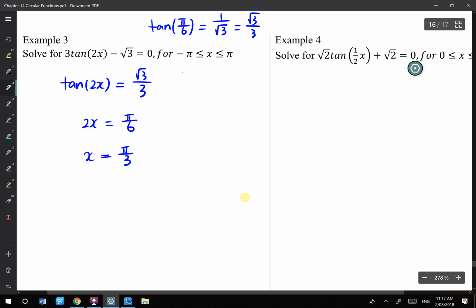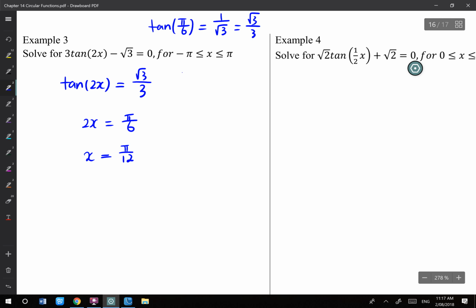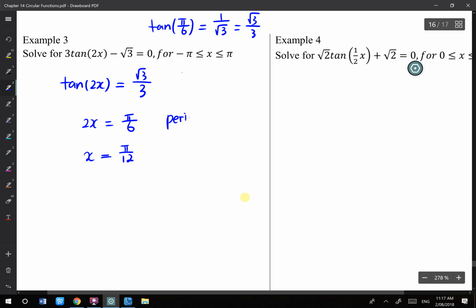Next question is, what is my period? Wait. That's not right. That's pi on 12. I times a half instead of divide by half. Times a half. So pi on 12. What's the period? Pi on 2. Pi over n. N is the 2, so it's pi on 2. So period is pi on 2.